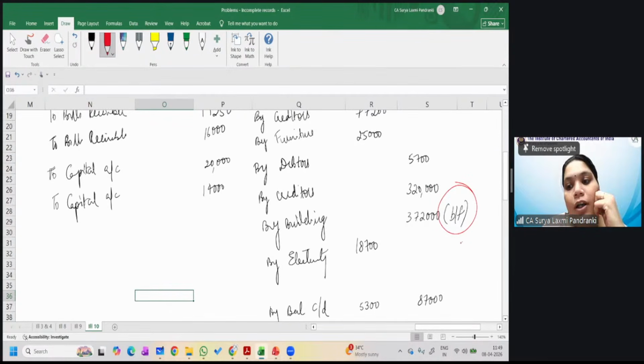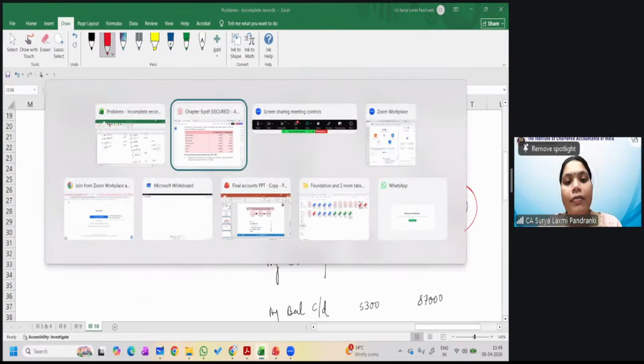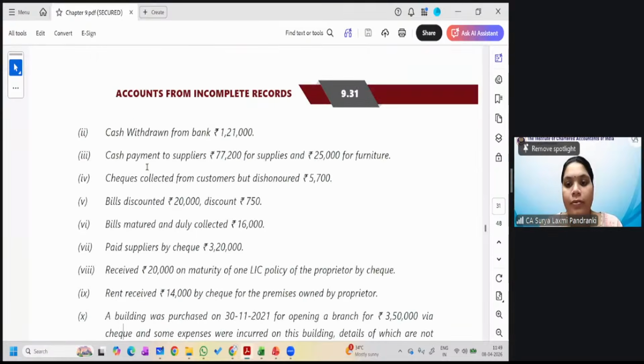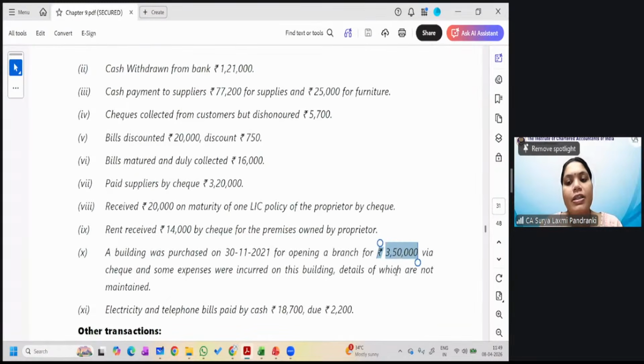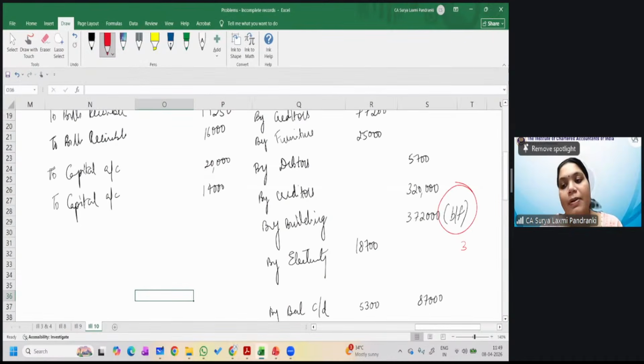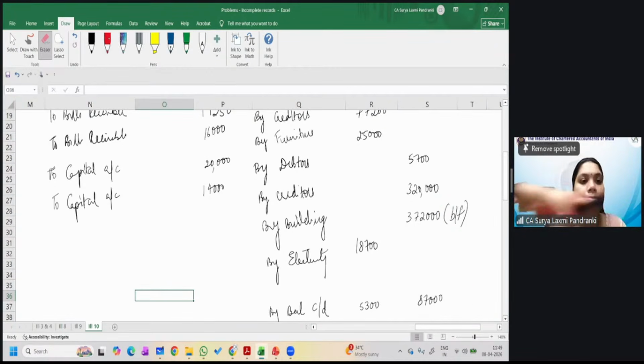Now, which means what? If you come down to the question, they clearly told that 3,50,000 is incurred for building purchase and other expenses. So what are the other expenses? It might be 3,50,000 plus 22, it might be other expenses. This came down to 372. We don't have the information, so the balancing figure was calculated and then this calculation was brought in. It is not needed, but I'm just telling you.